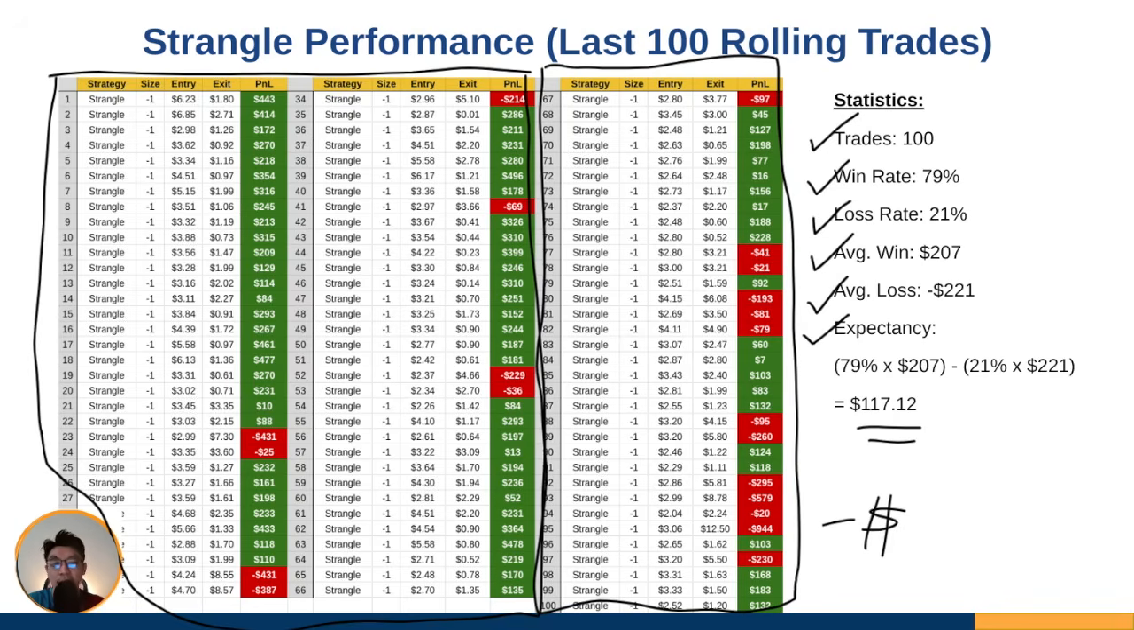Again, this whole sample size down here is to show you the importance of at least putting on 100 trades or more in order for you to know the true performance of this strategy. All right, so this is the performance of the last 100 trades. So how did I actually enter, exit, as well as manage my strangles to get this kind of performance? I'm going to get into it right now.